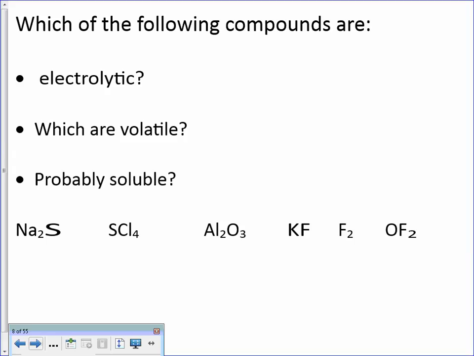Of these three properties, which of them are going to be indicative of an ionic solid? Electrolytic? Is that ionic? Yeah, okay, so that's gonna be ionic. Volatile, we don't know what that is. We haven't learned about it yet. Not ionic. Probably soluble? Yes. Ionic, right?